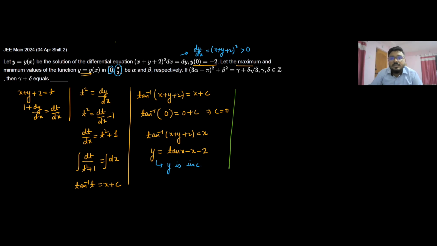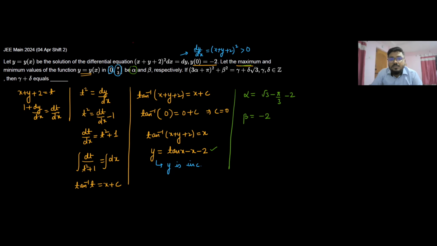That means they are saying maximum is alpha. Okay, so alpha we will get by putting pi by 3. Put pi by 3 here. So tan pi by 3 means root 3 minus pi by 3 minus 2. And beta is the minimum, means we have to put 0. 0 means we are just getting minus 2. Okay, further let's move to the question.